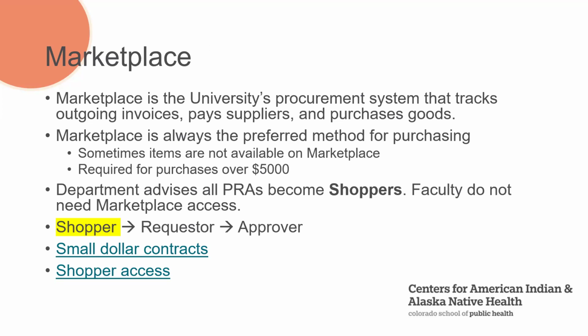The other thing that you'll use Marketplace for is if you have a small dollar contract. Also, if you have a big dollar contract, but that doesn't come up as much. So if you have a small dollar contract, that means less than $10,000, but the supplier has something for you to sign. So this has happened a few times, maybe with software development or something like that, where there is something to sign, but it's less than $10,000.